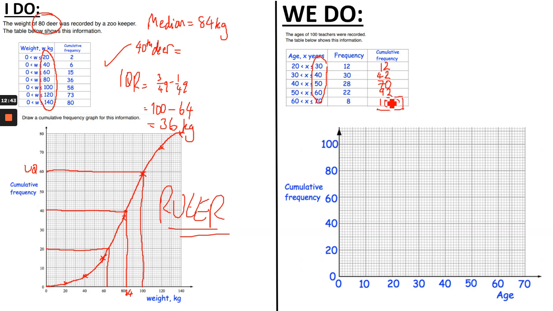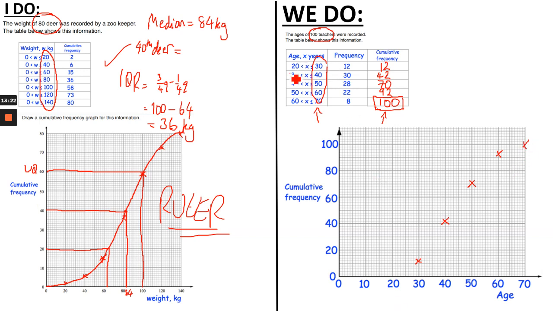Now, this number here is usually quite a nice number, and it's often given in the question, so it's useful to check. If you've got 99, for example, you've probably made an error. So then what we're doing is we're plotting it from the endpoint and these values here. So we've got 30 and 12. We're going to go 30 and 12. We've got 40 and 42. We've got 50 and 70. We've got 60 and 92. And we've got 70 and 100.